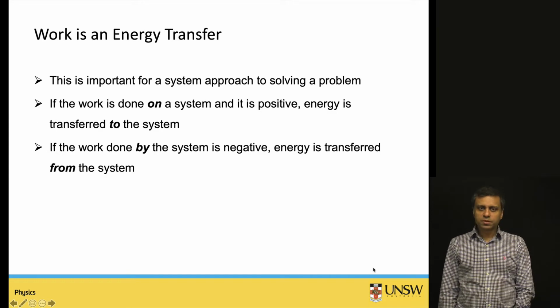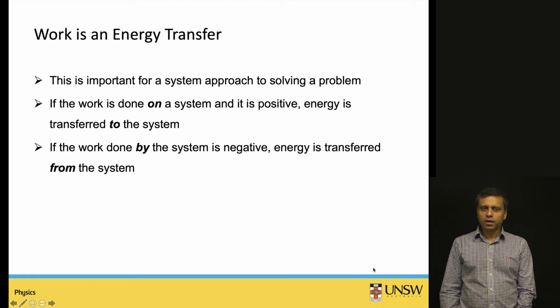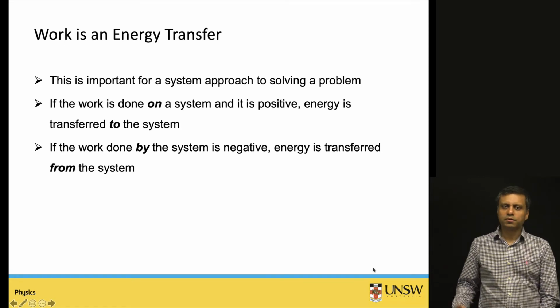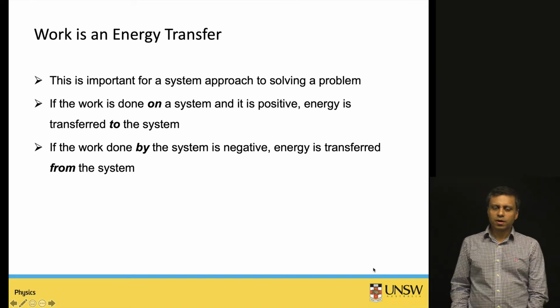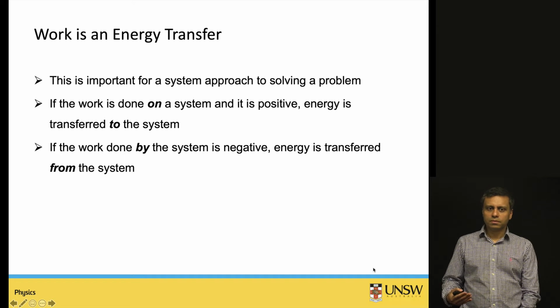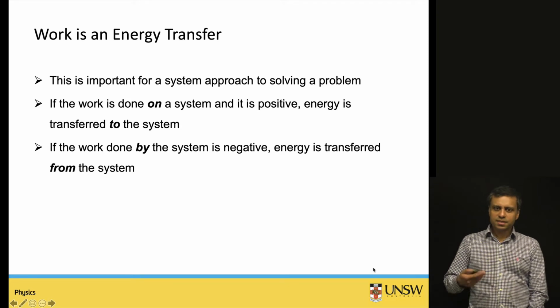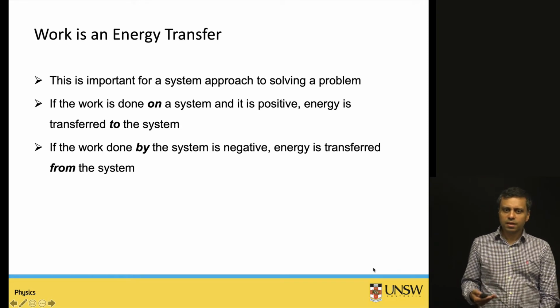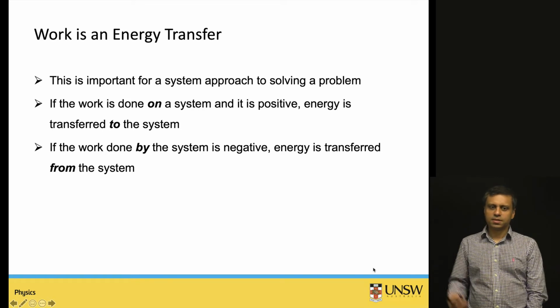Then we have to come to the definition of work. Work is the process of energy transfer. For example, if you want to change the energy of an object, you have to perform work on the object. If the work is done on a system, we call it positive work, and energy is transferred to the system. If you do work on a system, you give the system more energy. And if the work is done by the system, then it is called negative work. And in this case, the energy is transferred from the system. The energy is transformed out of the system, basically.